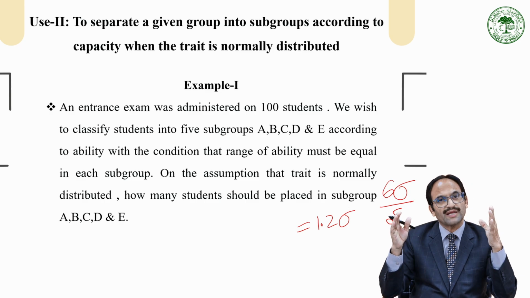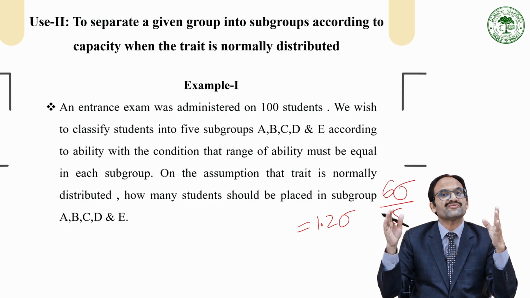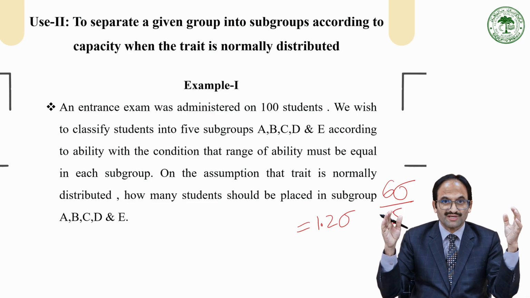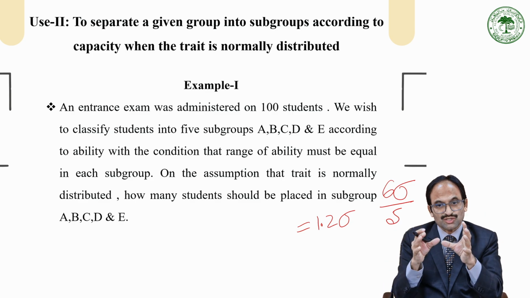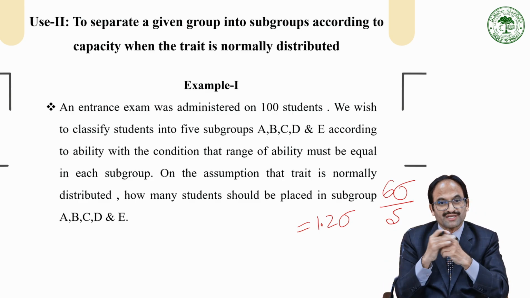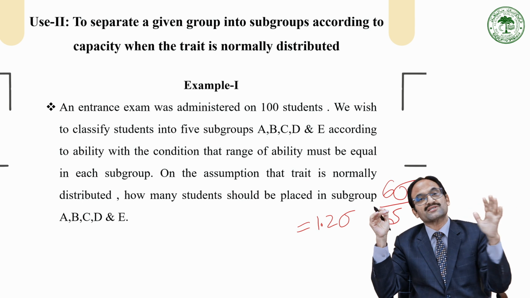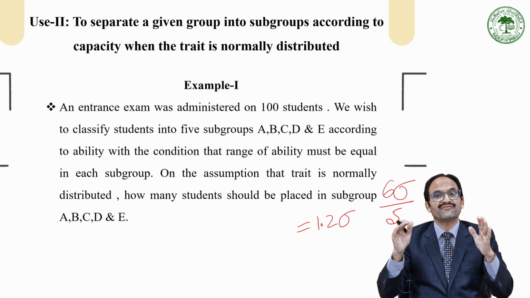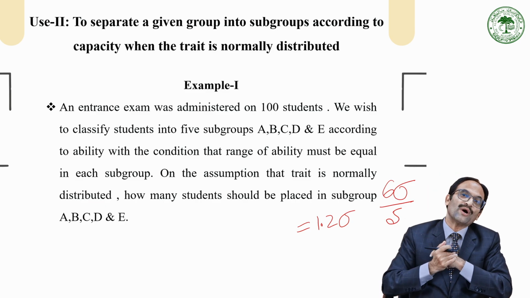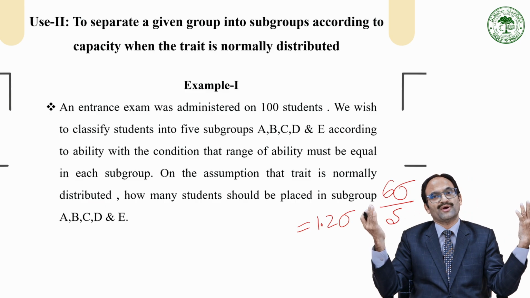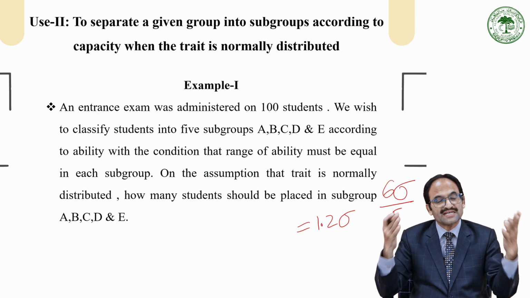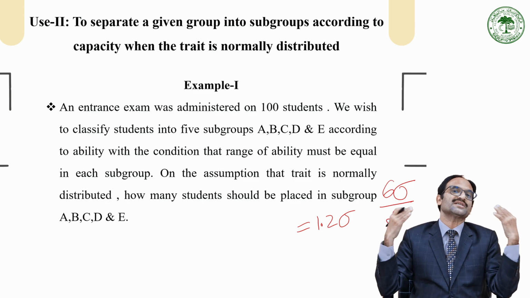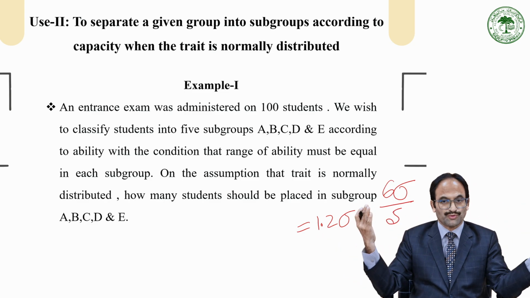Now, you have to classify all the students into 5 subgroups. Since the range of ability must be equal in each subgroup, it means every subgroup will have a space of 1.2 sigma. This is the most important point that must be considered in doing such problems, when you are required to classify the whole group into various subgroups.